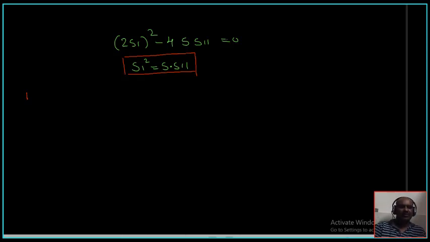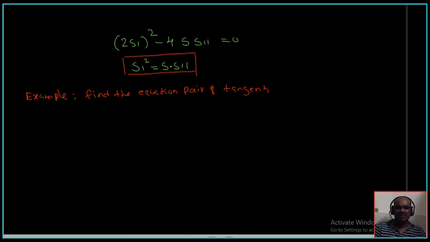Okay, one example problem. Find the equation of the pair of tangents drawn through (3, -2) to the parabola y square equal to x. Okay, so I want to write the solution.